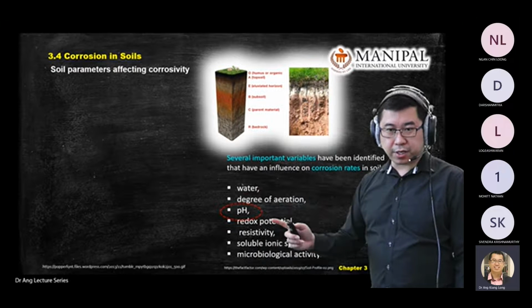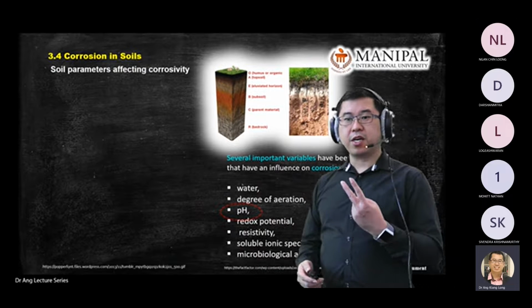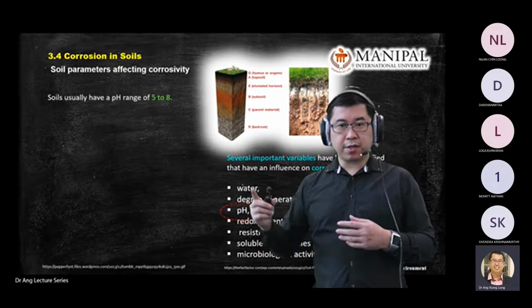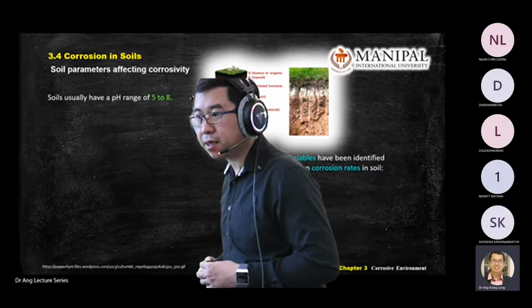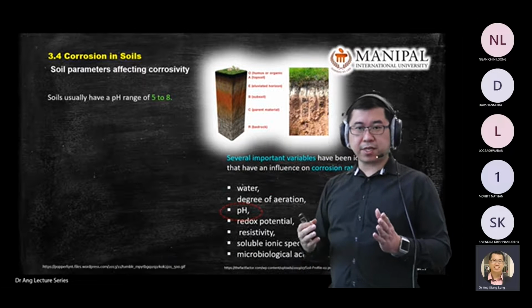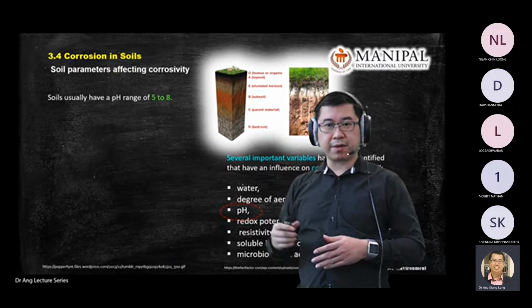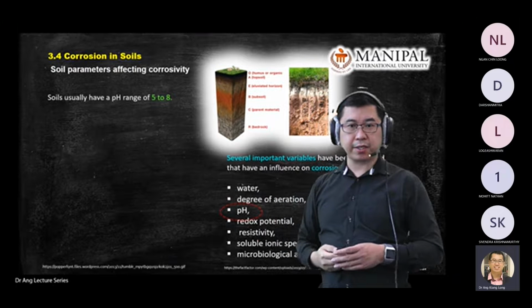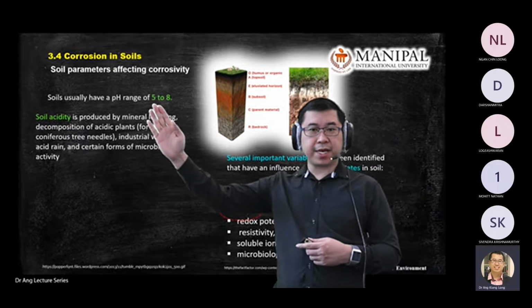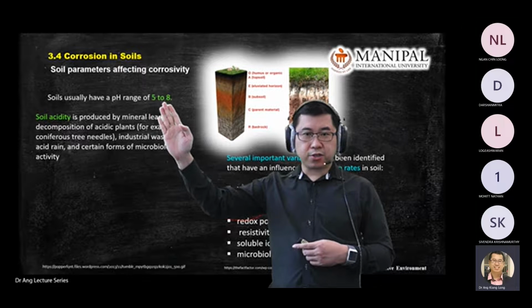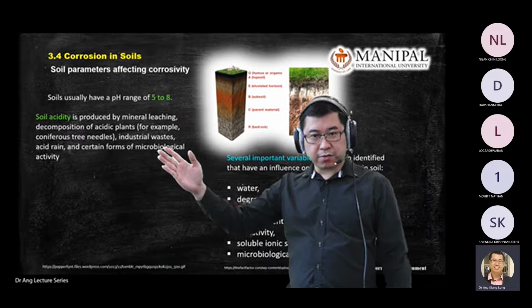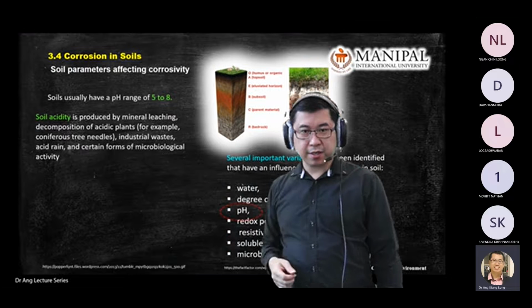Next, pH. Again, for pH you think of two things, H positive and OH negative. Soil pH will be 5 to 8. Sometimes it can be acidic, sometimes alkaline, but it stays within 5 to 8. How does soil become acidic, going from 7 to 5? It is because of several factors.